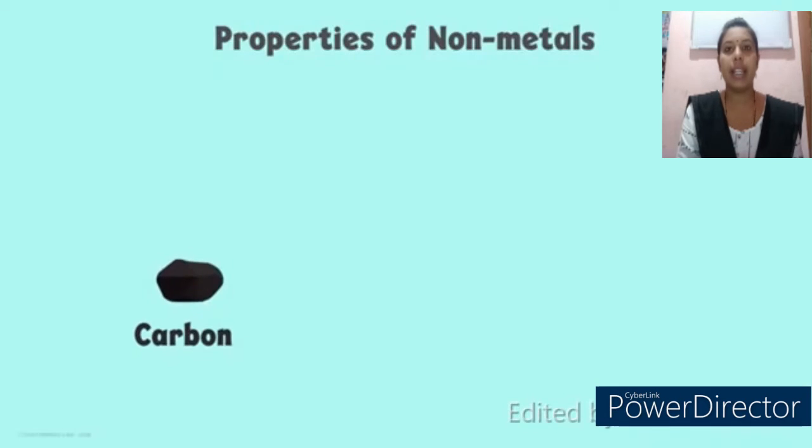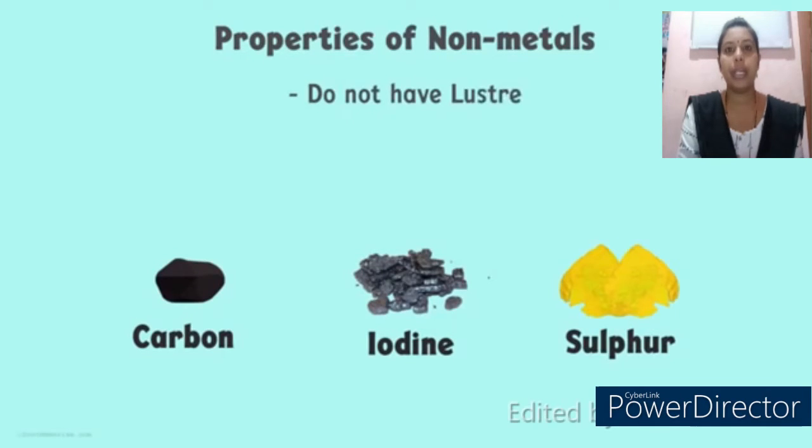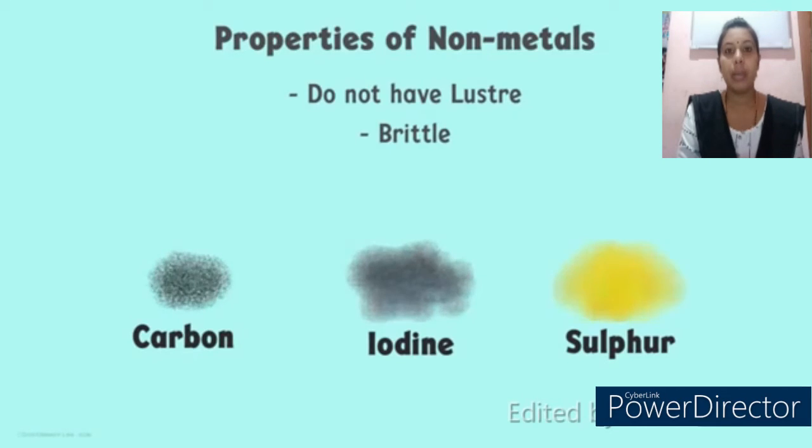Next, nonmetals. Nonmetals like carbon, iodine, and sulfur do not have luster. That means they do not shine and are brittle in nature. Brittle means they cannot be beaten into wires or sheets because they break when bent, beaten, or pressed. Nonmetals are non-sonorous as they do not make any sound.